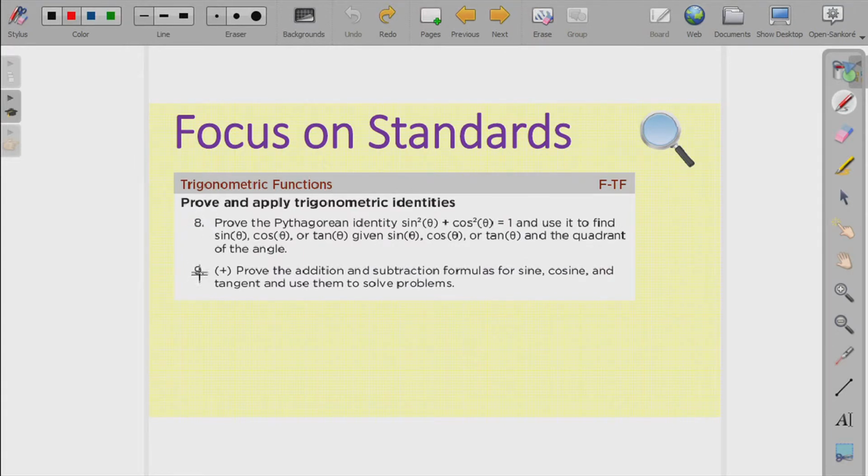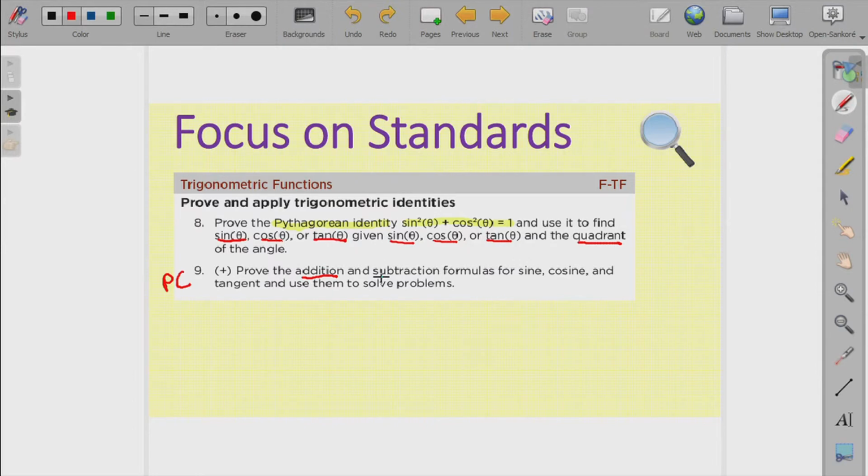Standards 8 and 9 involve proving and applying trigonometric identities. Standard 8 requires that students prove the Pythagorean identity. This occurs in one of the SLTs in Topic 2. And knowing that identity, they can find values of sine, cosine, and tangent if they know any one of these, as well as the quadrant in which the terminal side of the angle lies. Standard 9, a plus standard, will be developed in pre-calculus.